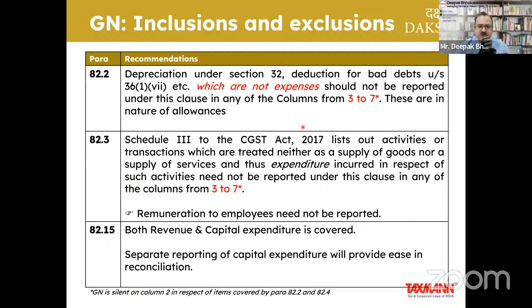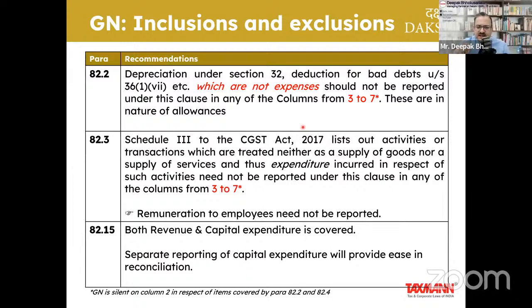Similarly, para number 82.3. Schedule 3 to the CGST Act lists out activities or transactions which are not treated either as supply of goods or as supply of services. So again, if any expenditure is in the nature of no supplies, those need to be excluded.